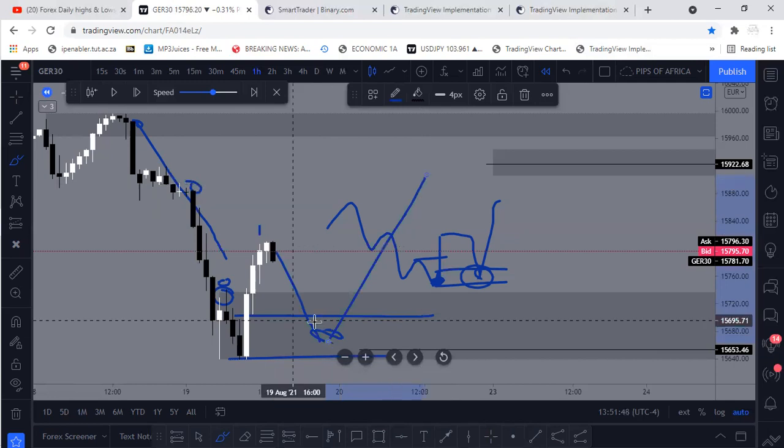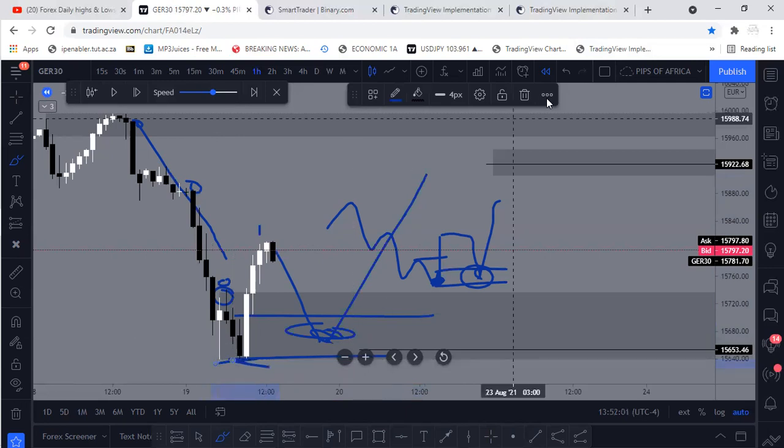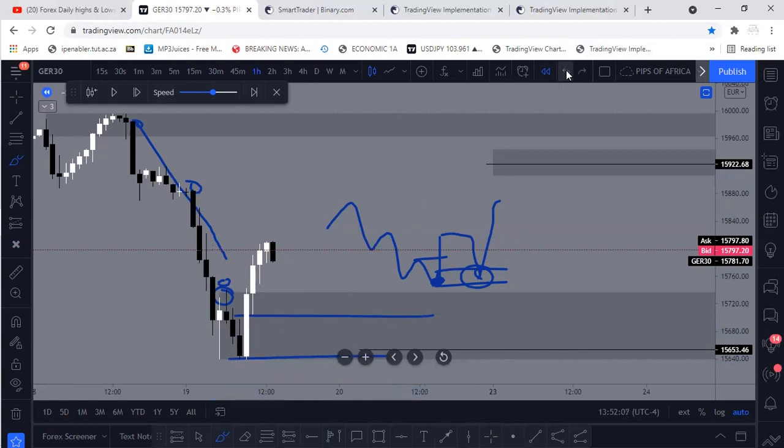So you're going to be buying on these areas. Your stop loss must be below your order block here. So this will give you 85% win all the time, right? So let's wait and see. Let's wait and see what is going to happen here.